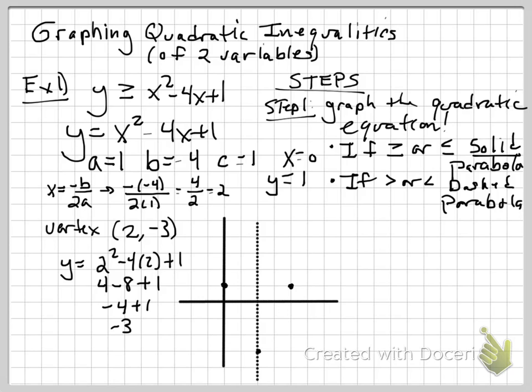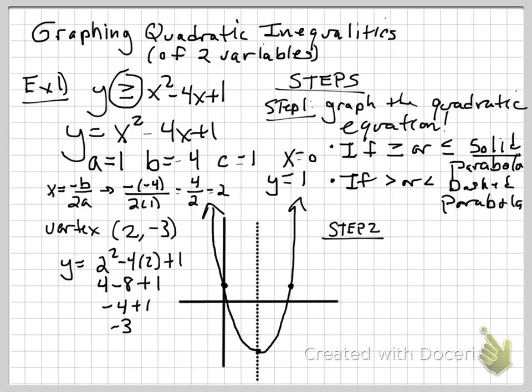Now in this case, check it out, I got a greater than or equal to sign. That means any points that are located on my parabola or equal to that parabola, these are solutions. So I would want to make this a solid line. So that's what I'm going to go ahead and do, make a nice solid U-shaped graph. That's step 1. Step 2.